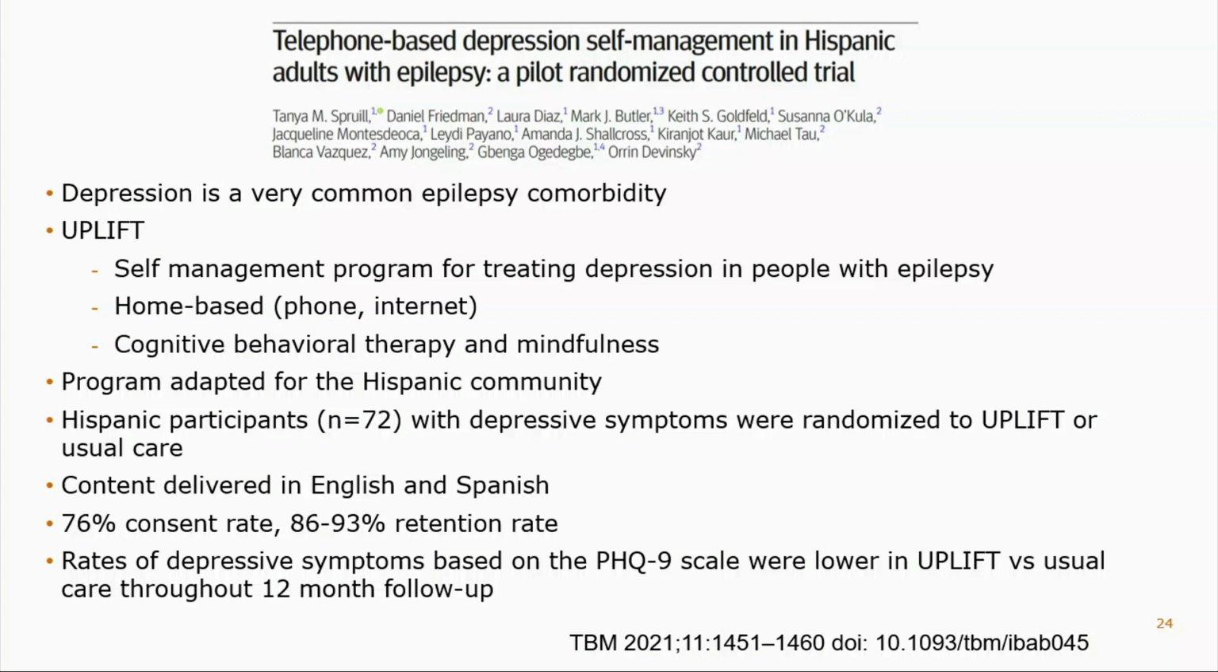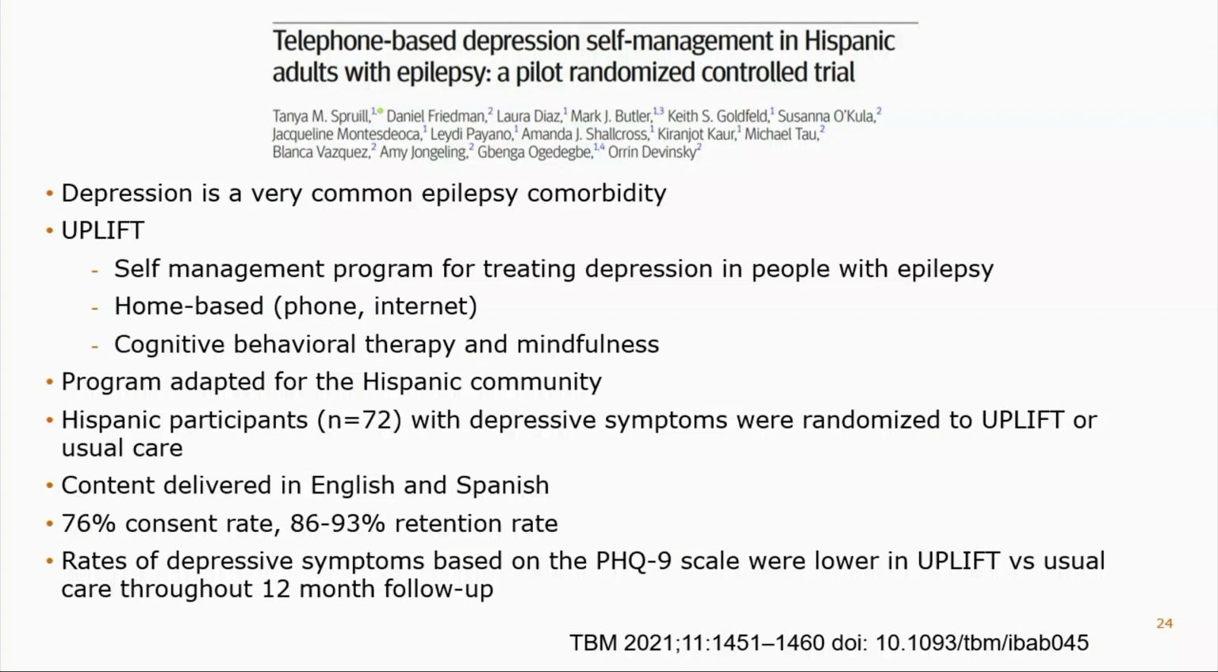And this paper goes into how the program was adapted for the Hispanic community. There were 72 participants with depressive symptoms who were randomized to Uplift or usual care. Content was delivered in English and Spanish. They had a very high consent and retention rate.